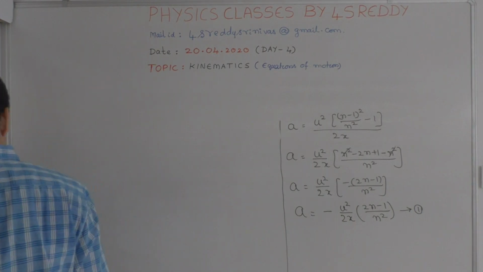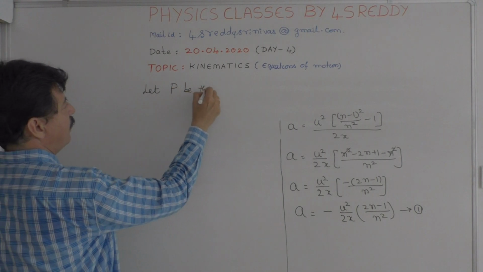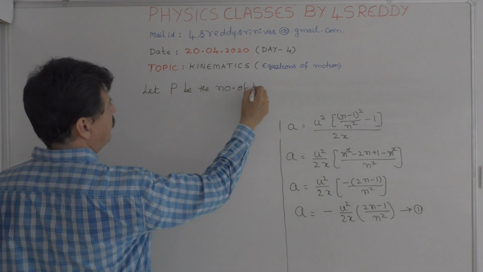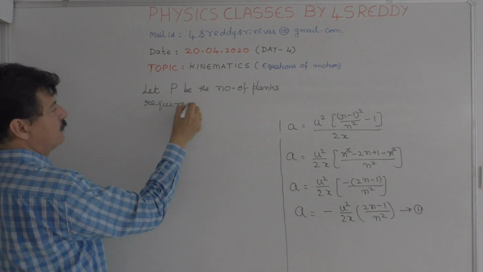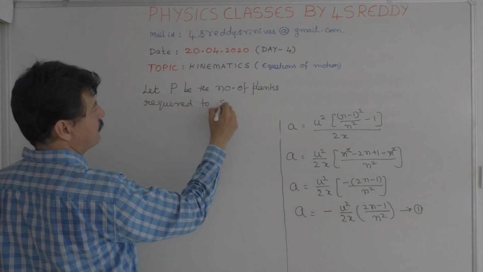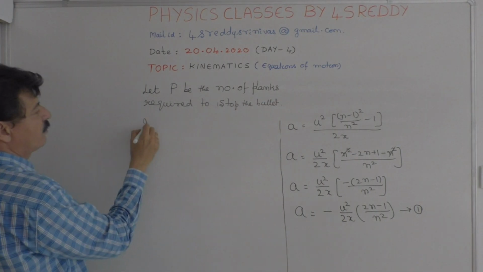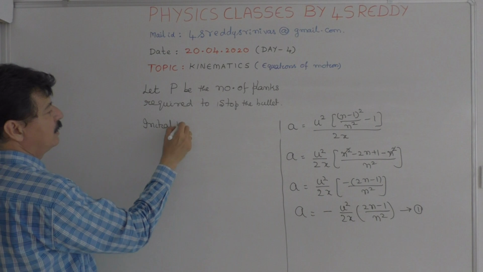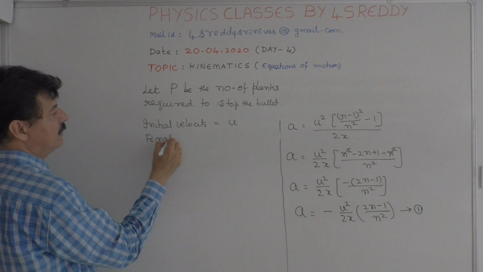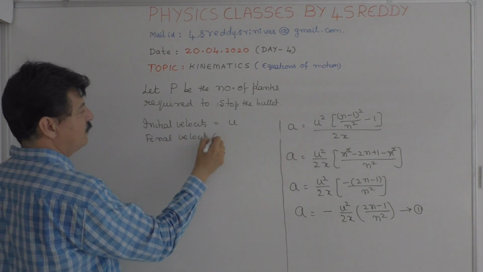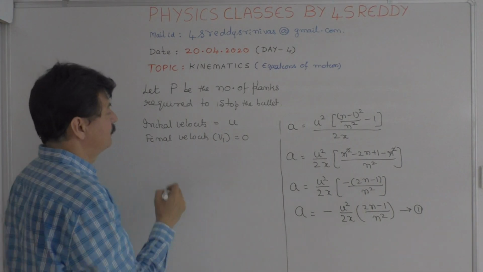If you can observe, now let capital P be the number of planks required to stop the bullet. If that is the case, what becomes the initial velocity? Initial velocity already known as u. Final velocity v1 is equal to 0 after passing through p planks.